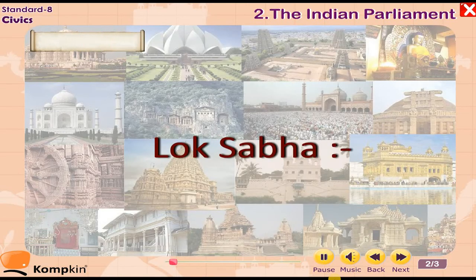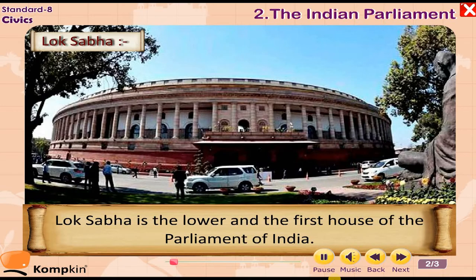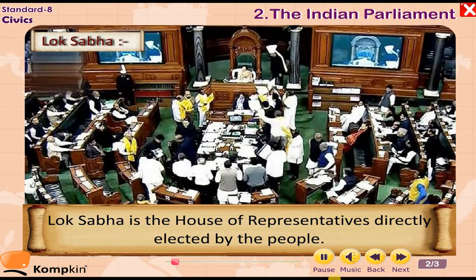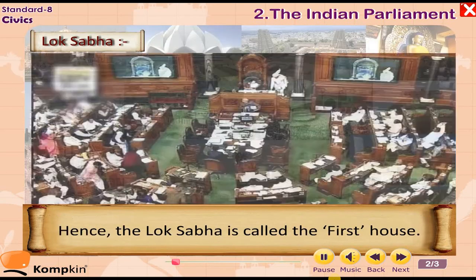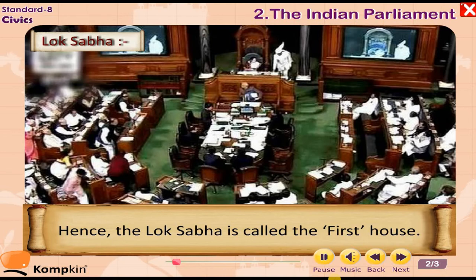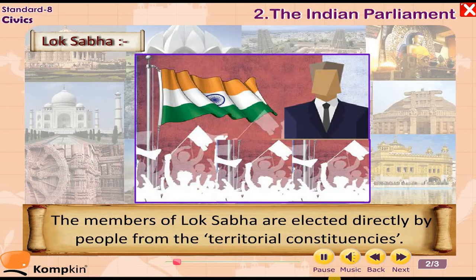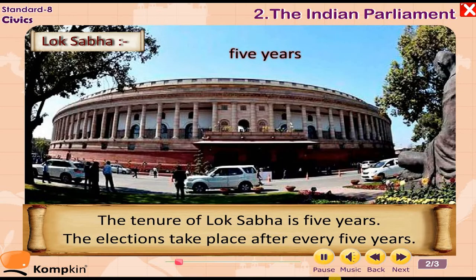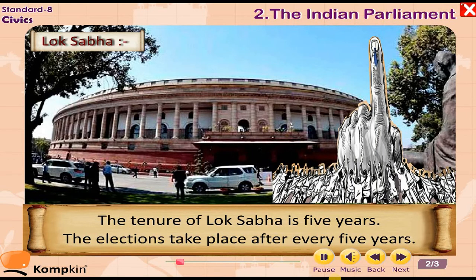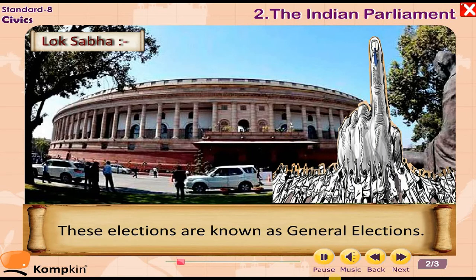Lok Sabha. Lok Sabha is the lower and the first house of the Parliament of India. Lok Sabha is the House of Representatives directly elected by the people. Hence, the Lok Sabha is called the first house. The members of Lok Sabha are elected directly by people from the territorial constituencies. The tenure of Lok Sabha is 5 years. The elections take place after every 5 years.